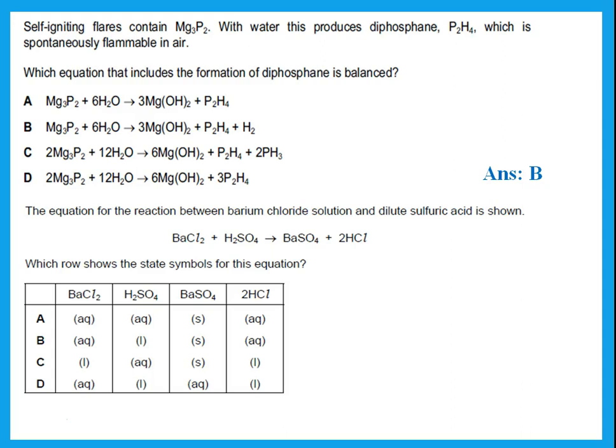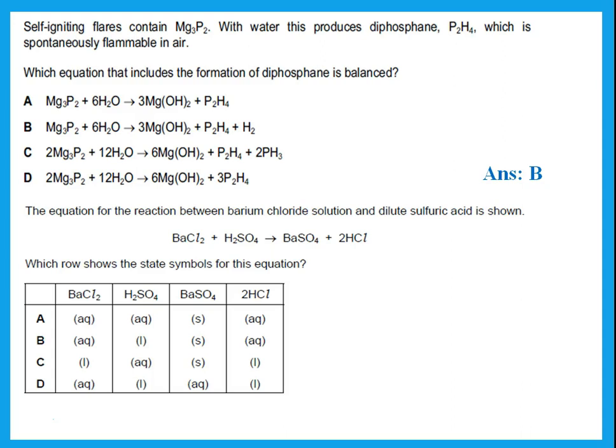The equation for the reaction between barium chloride solution and dilute sulfuric acid is shown. Which row shows the state symbols for this equation? So, do you remember when we said what things are soluble and what is not soluble? Do you remember barium chloride is soluble or not? Well, you should remember that barium chloride is soluble, and we said when something is soluble, it is aqueous. So A, B, and D could be correct, but C is wrong because barium chloride is not liquid, it's aqueous.